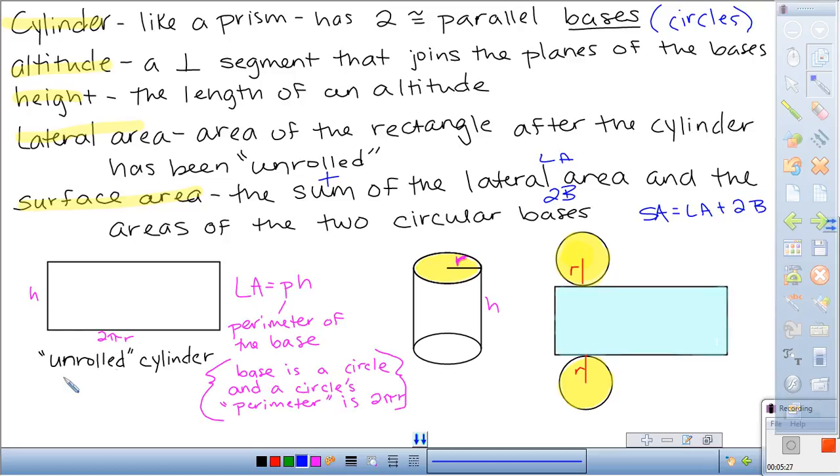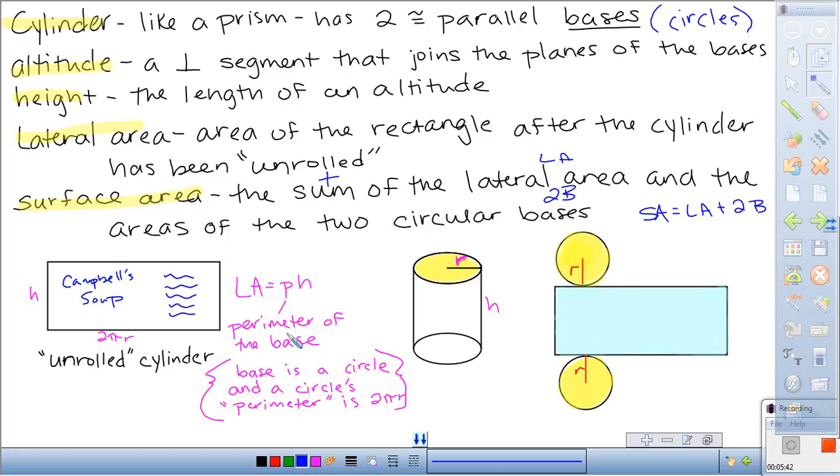So we can see down here we've unrolled the cylinder. We've taken the label off the cylinder. We can pretend it's some Campbell's soup. And we've taken the label off, and here are all our nutritional facts here. And if we were to find the area of this rectangle here, we could find the lateral area using that same formula that we just talked about, which is the perimeter of the base times the height.